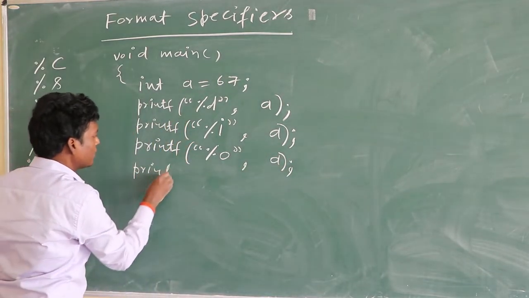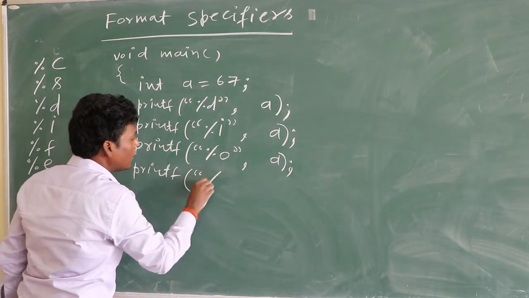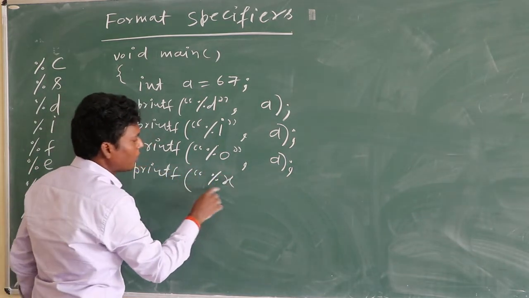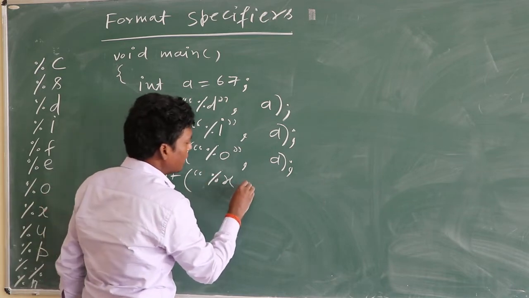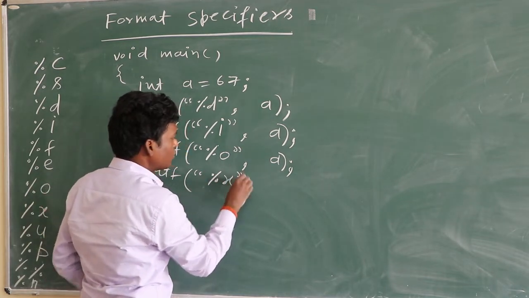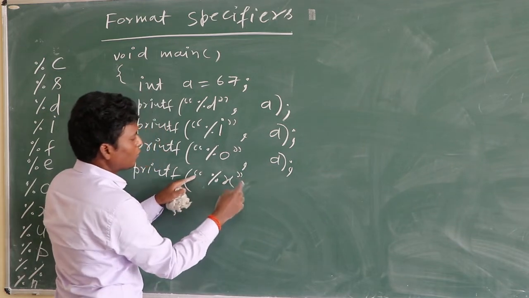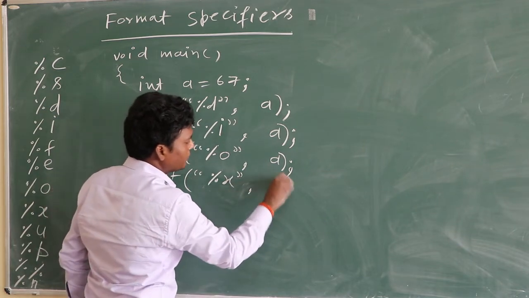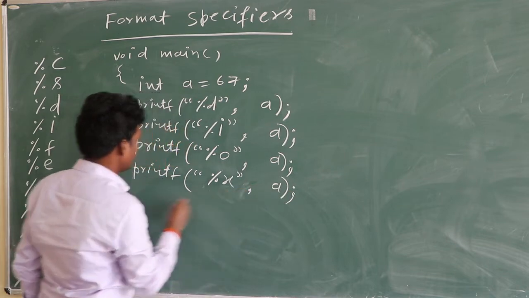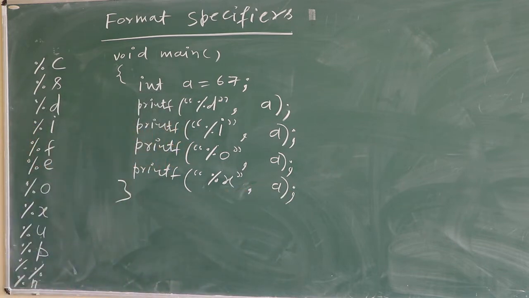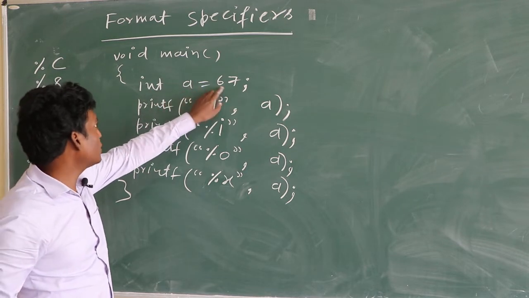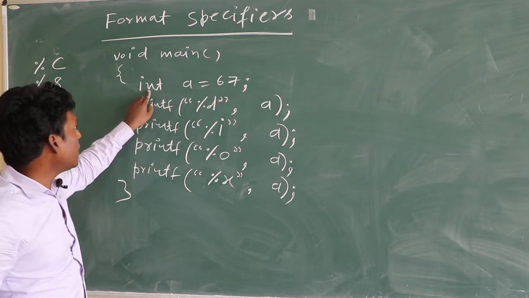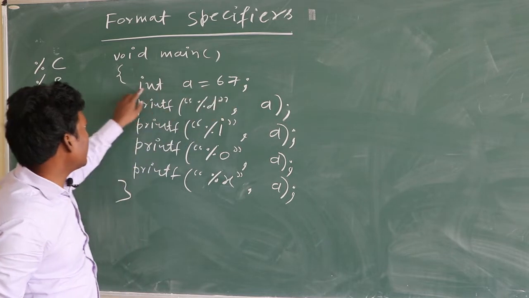Printf %x, x for hexadecimal. X is used to print the hexadecimal number. String is closed, comma a. So class, here we can see that a is a variable, 67 is a constant, and int is a data type. All are integer type.